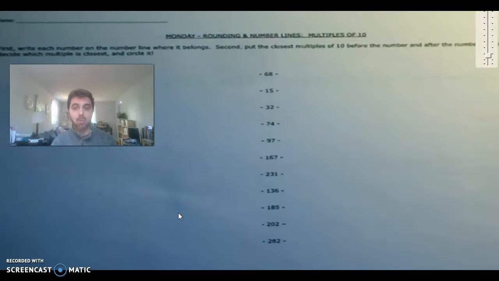Again, we are going to do some rounding. You may remember that from previous years, but rounding is basically when you take a number and you round it to a certain place value, right? To help you get a sense of how big that number is, because sometimes we don't even need to know the exact number. We just need an estimate.